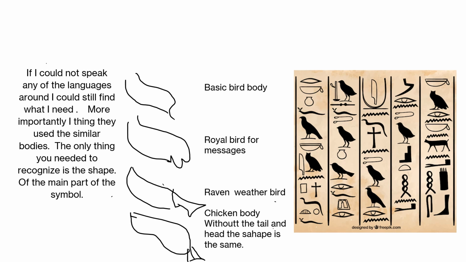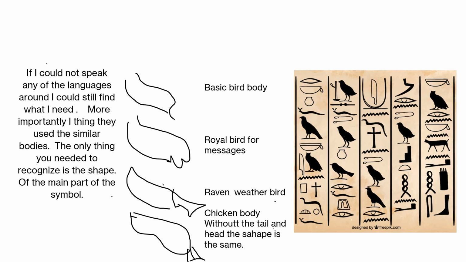Now, as you can see, this is at the top, it is a basic bird body. And at the bottom, they have these little tail feathers, and it's more like an owl head for the royal bird. And for the raven, it's a tail, and the head is what really changes. And for a chicken, it's really the tail and the head. That's how you tell the difference. But really, the body of the bird is the same.